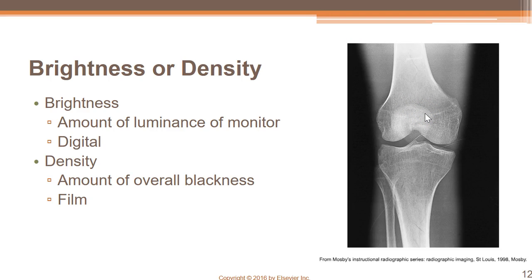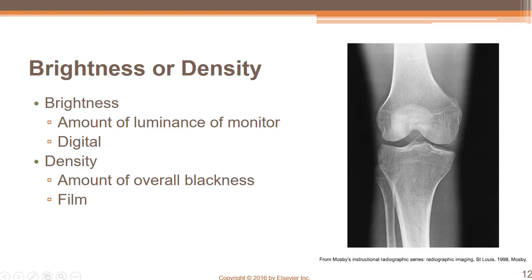So an area of decreased brightness has increased density. Okay, increased brightness, brighter, is a decreased density, and then decreased brightness, and I'm trying to point right here where it's a little darker right there, then that means it has increased density. A radiograph must have sufficient brightness or density to visualize the anatomic structure of interest.